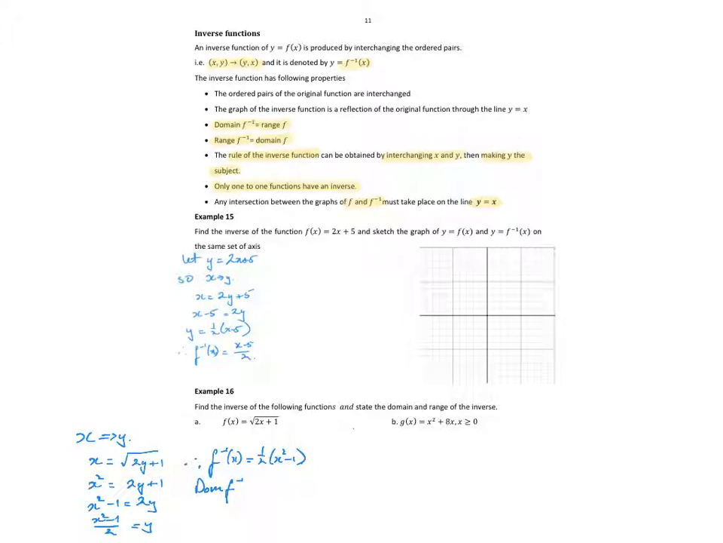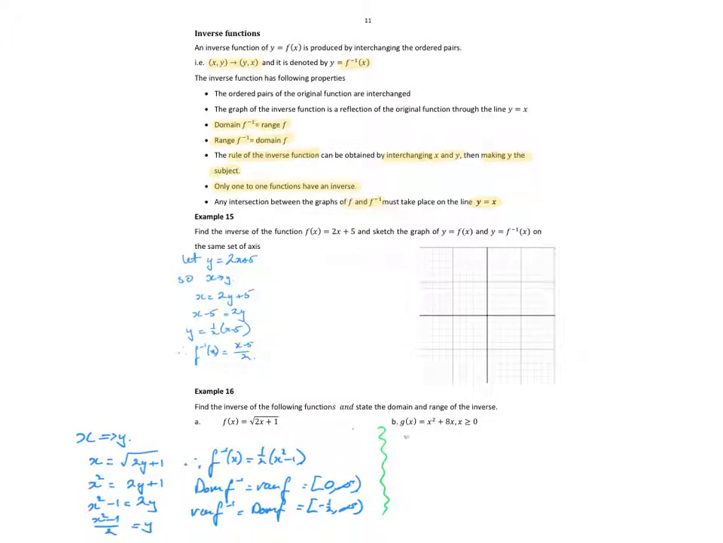We've got to state domain and range. So the domain of f inverse is equal to the range of the original. Our original graph is a square root function, and the range of that function is from 0 to infinity. The range of my inverse is the domain of that original function. Given 2x plus 1 has to be greater than or equal to 0, we can go from negative a half to positive infinity as the domain of f, and so there's my range of f inverse.